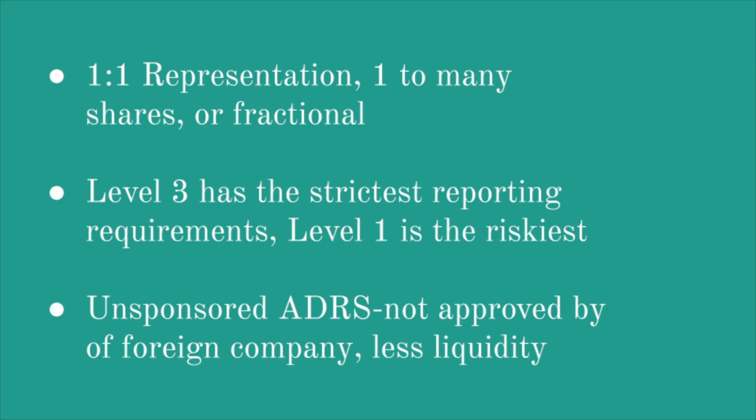There's multiple levels of ADRs, with level 3 having the strictest reporting requirements. Level 1 basically being the riskiest. There are also unsponsored ADRs, which most of the time carry no voting rights. These are ADRs without approval of the foreign company. They aren't involved in any way. So basically less oversight, lower liquidity. It's probably in your best interest if you can stick with level 3 and level 2 at the absolute lowest, and probably want to stick with sponsored ADRs.